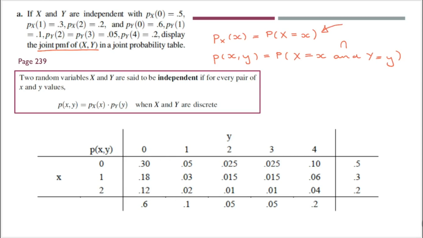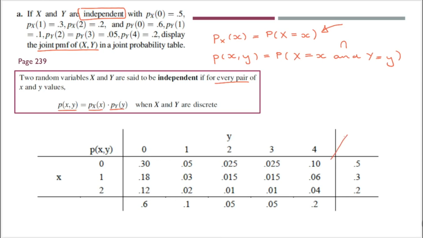And remember, when you have independence, which is important, whenever you see independence in the question, your mind should think back to the definition of independence, and it is given here on page 239. The joint probability of x and y is equal to the product of the individual probabilities whenever you have independence. And this is true for every single pair. So that means to find all the probabilities, we just need to multiply the probabilities that they gave us, and then we'll get the joint ones.